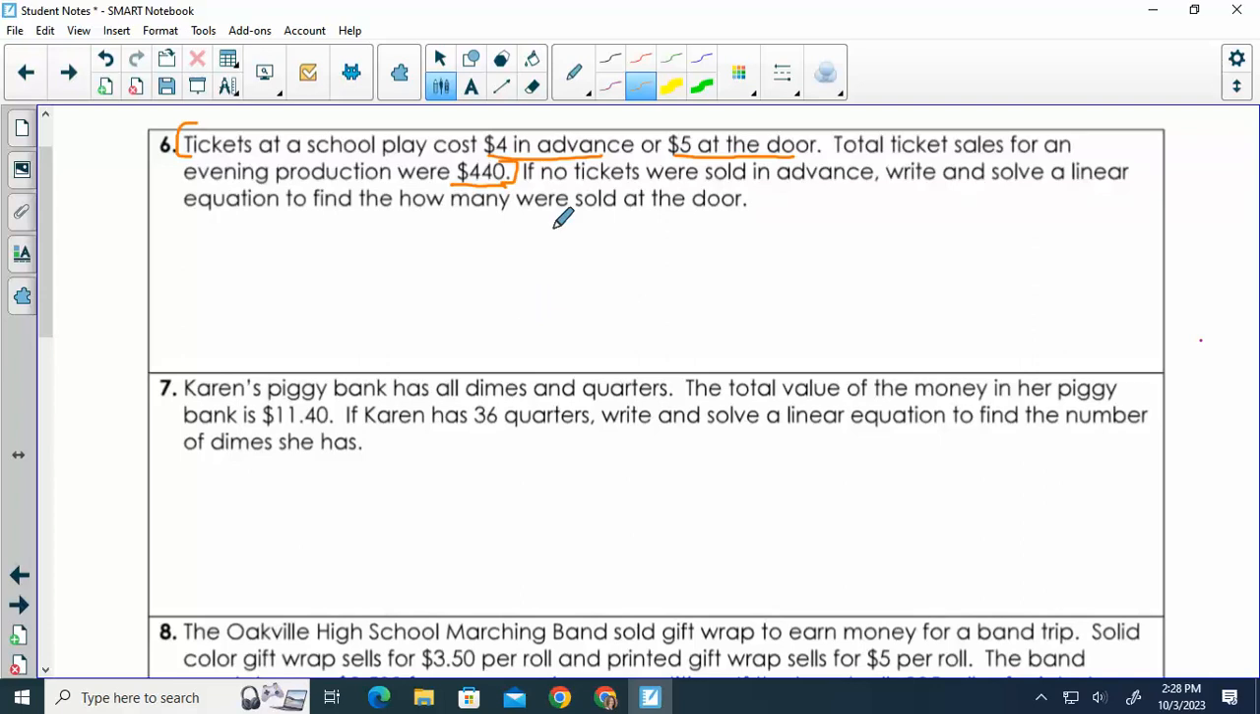Okay, what are the variables, the x and y? What are the two different options? Right, advance or at the door. So I'm just going to say x is my advance tickets and the y would be at the door.